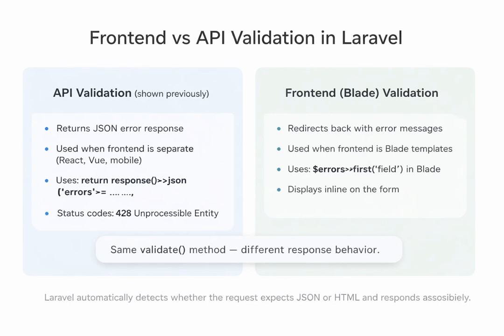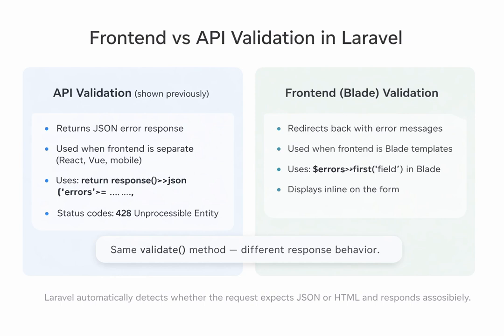The instructor pauses here to make an important distinction that's easy to overlook. Earlier in the course, validation was shown in the context of an API, where errors are returned as JSON responses with HTTP status codes. But now we're in a blade-based front-end context, and validation works differently here. When you call the validate method in a controller that's serving a blade view, Laravel automatically redirects the user back to the form if validation fails, and it flashes the error messages to the session. Those errors are then available in the blade template through the $errors variable.